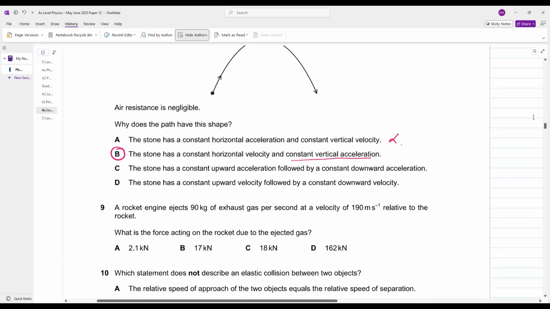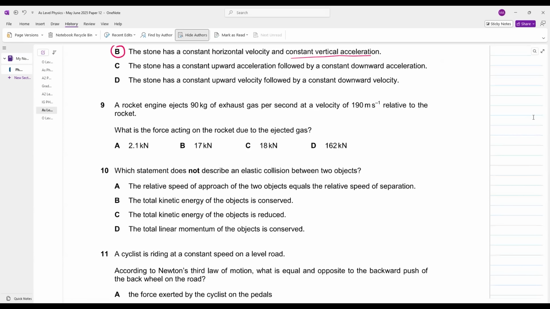Let's move ahead. A rocket engine ejects 90 kg of exhaust gases per second at a velocity of 190 meters per second relative to the rocket.